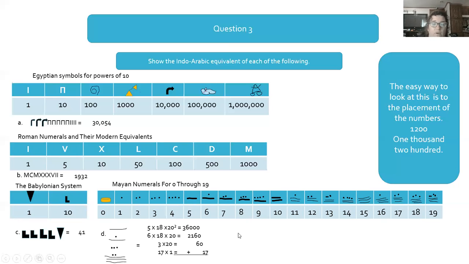Okay, this is how we're going to solve our equation for this. So we're going to look into our spots. You have to do 5, which is that 5, times 18 times 20 to the second power, which is 36,000. Okay, then your next spot, 6 times 18 times 20 equals 2,160. So I'm getting tongue-tied. And then you come to your next spot, 3 times 20 equals 60. And then your last spot, 17 times 1 is 17. So our answer is 38,237.